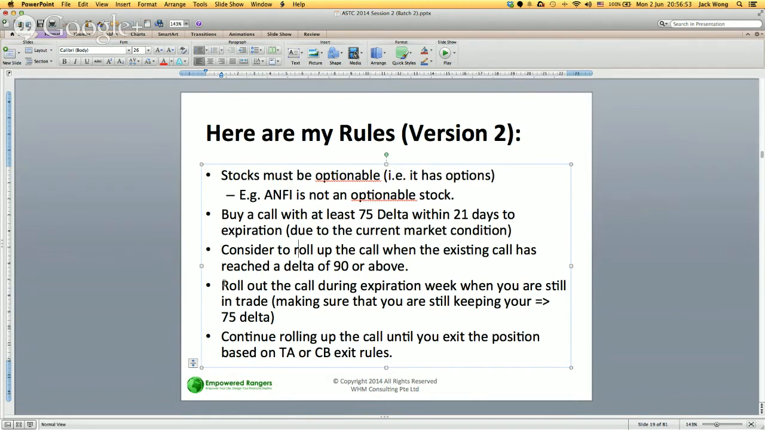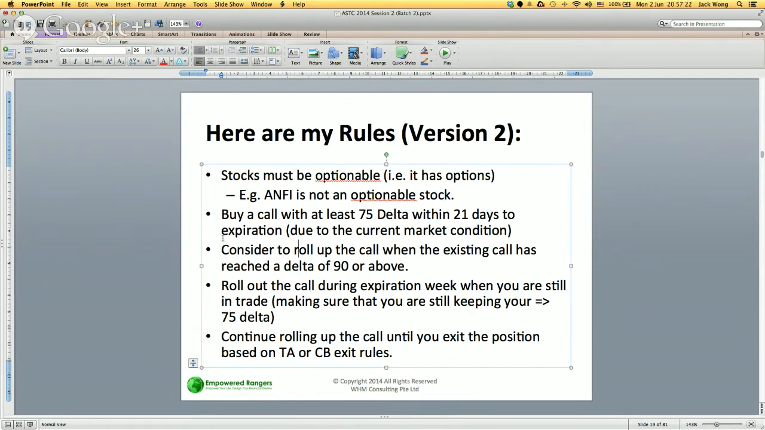But roll out is a must because when we say roll out, in other words, we are selling the options of current month and buy an option of the next month. If we don't do this, expiration Friday, guess what? The option that we have will be exercised. So you don't see the options position, instead you see stock. That will violate the entire position. So roll out is a must. Roll up is not. Okay, keep that in mind.